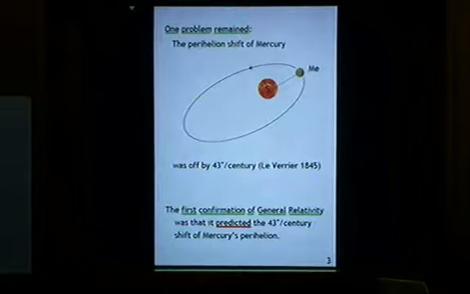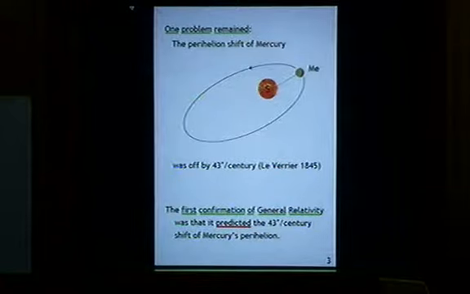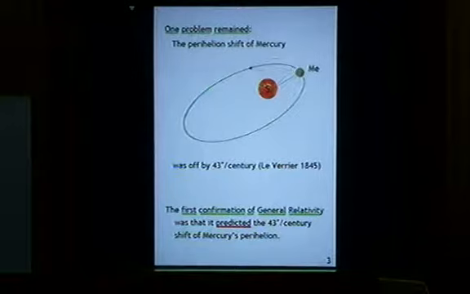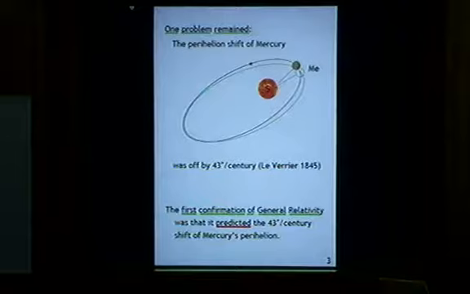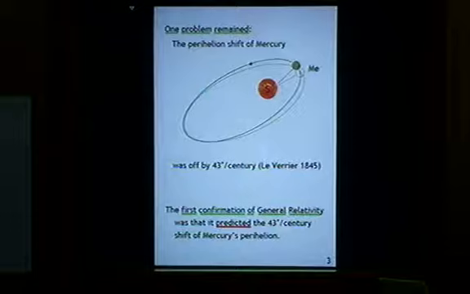One problem remained, and that was the perihelion shift of Mercury. The perihelion is the place where Mercury comes the closest to the sun. And it was off. It wasn't where it's supposed to be. It was off a little bit, and the little bit was tiny, 43 seconds. Every angle has 60 minutes, and every minute has 60 seconds, so it's very, very tiny, 43 seconds per 100 years.